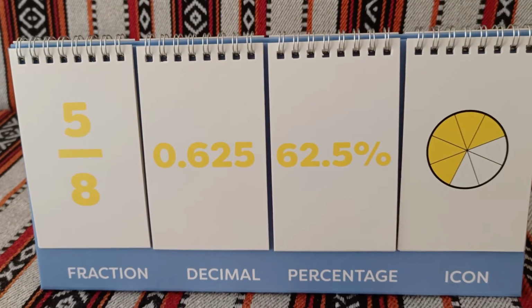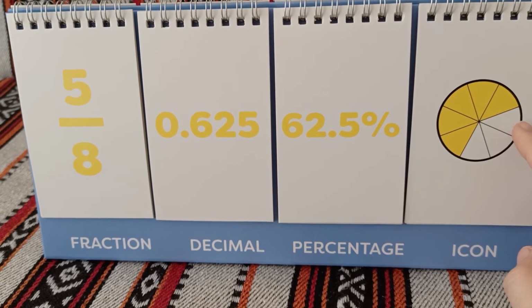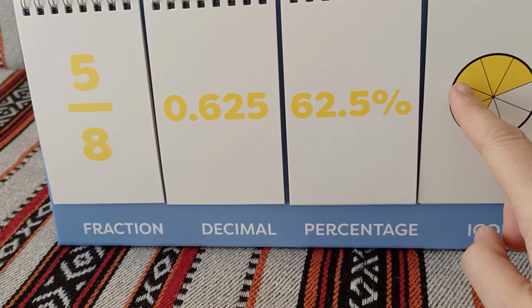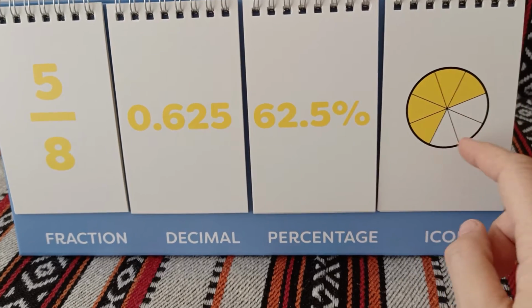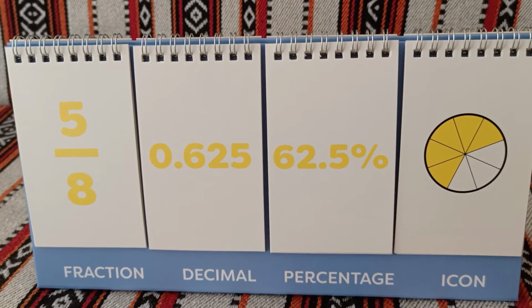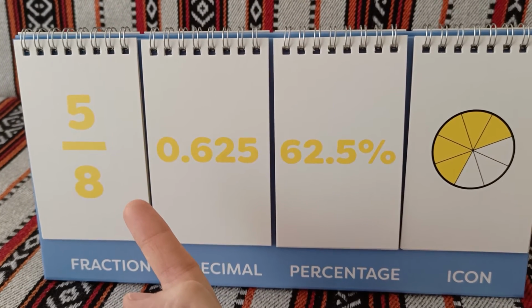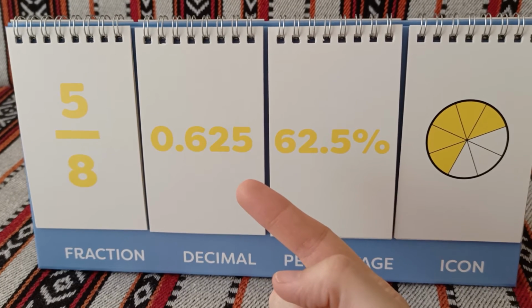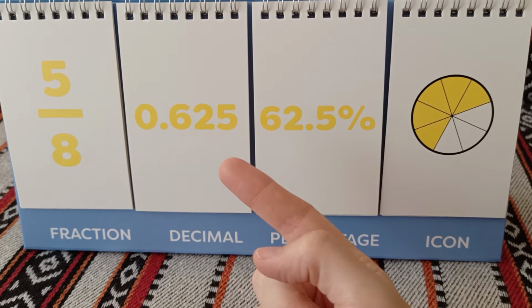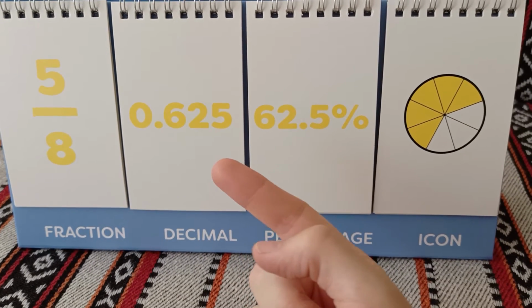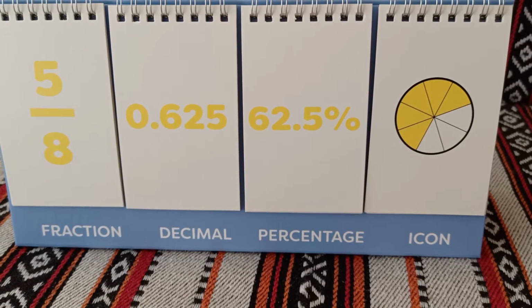And our next number is only a little bigger than the last one. Here we have 8 pieces, 1, 2, 3, 4, 5, 6, 7, 8. And this is 5, 1, 2, 3, 4, 5. 5 of the 8 pieces. So we can say 5 out of 8 or 5/8. That is equal to 0.625. And the percentage is 62.5%.